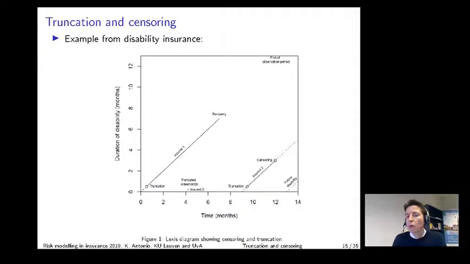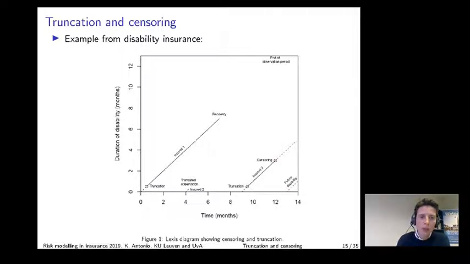Typical for disability insurance is that a benefit is only paid to the insured if his time spent in disability exceeds a certain waiting period. For example, in the case of insured number 2, you see that this time spent in disability does not exceed the waiting period. Insured 3, on the other hand, is still disabled at the end of the observation period, that is at the present moment. So we say that his time in disability is called right censored.